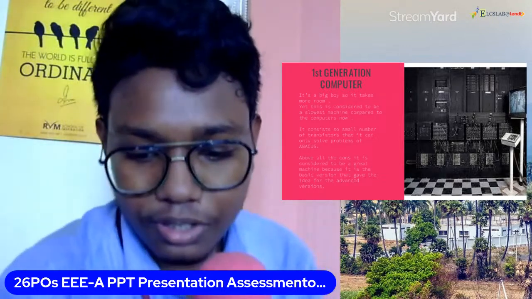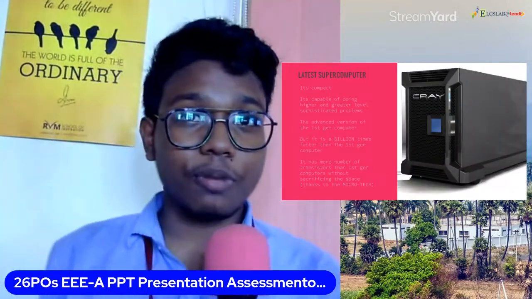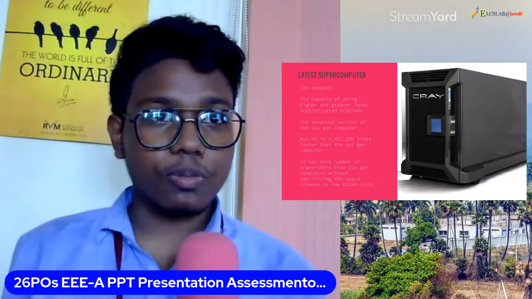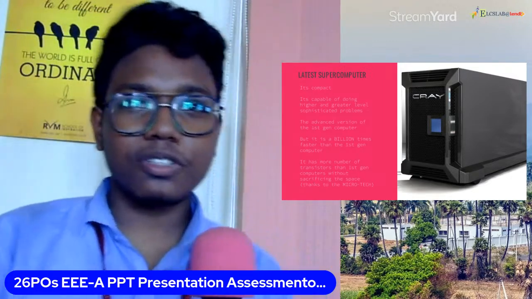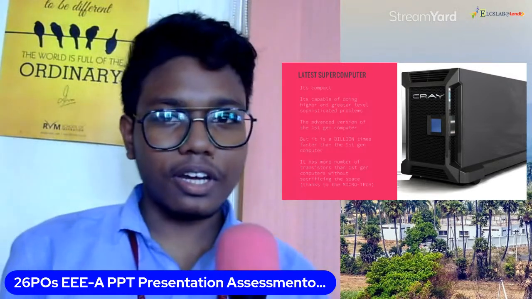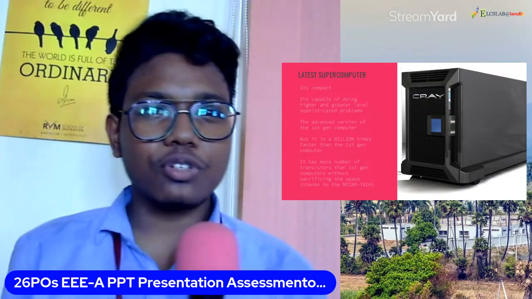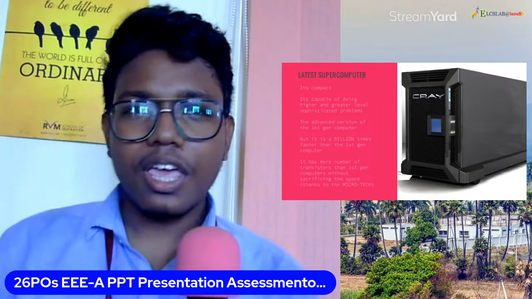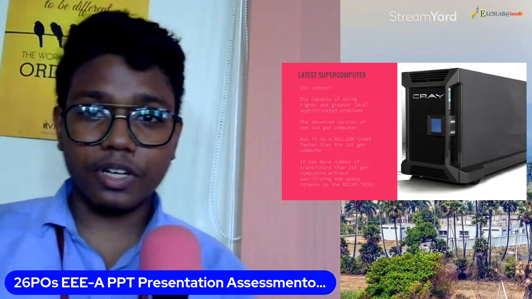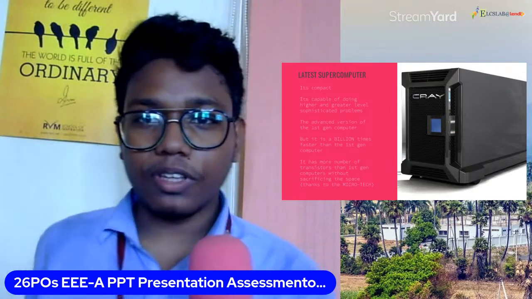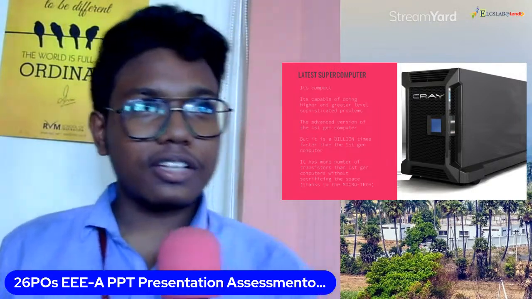But let's get to the second generation computer, the latest computers we are using now. These are also known as supercomputers, and you are seeing the picture here. This is the Cray 1 machine, developed by Cray Technologies, and it is a compact supercomputer. It is a compact version of the first generation. Although it is very small in size, it does not sacrifice power. It has 1 billion times more power than the first generation computer. Let's take an example.